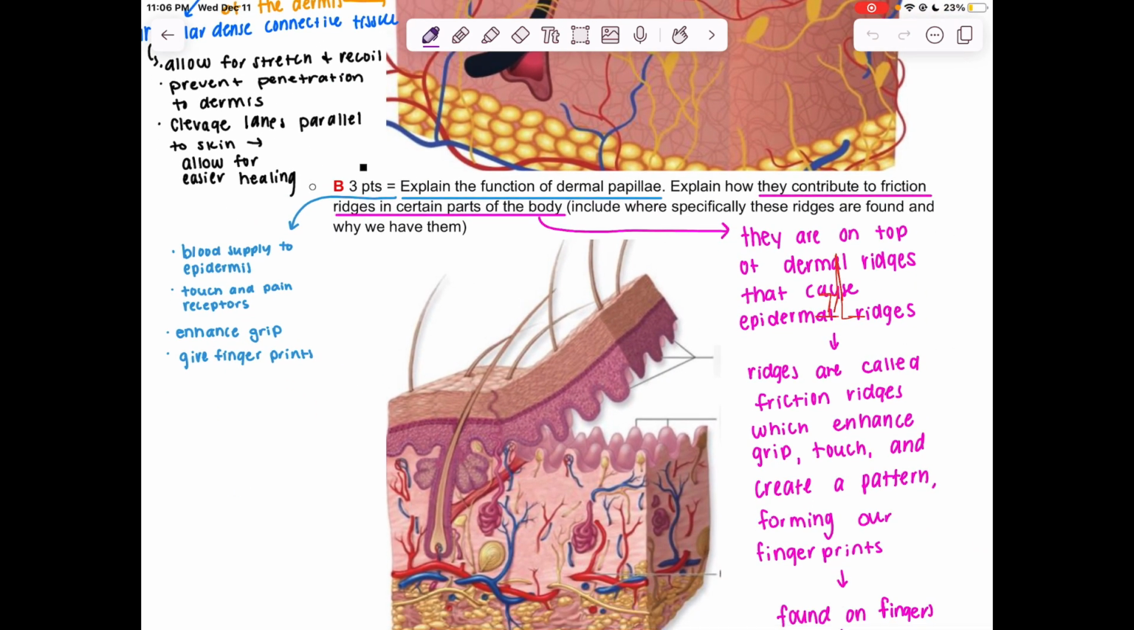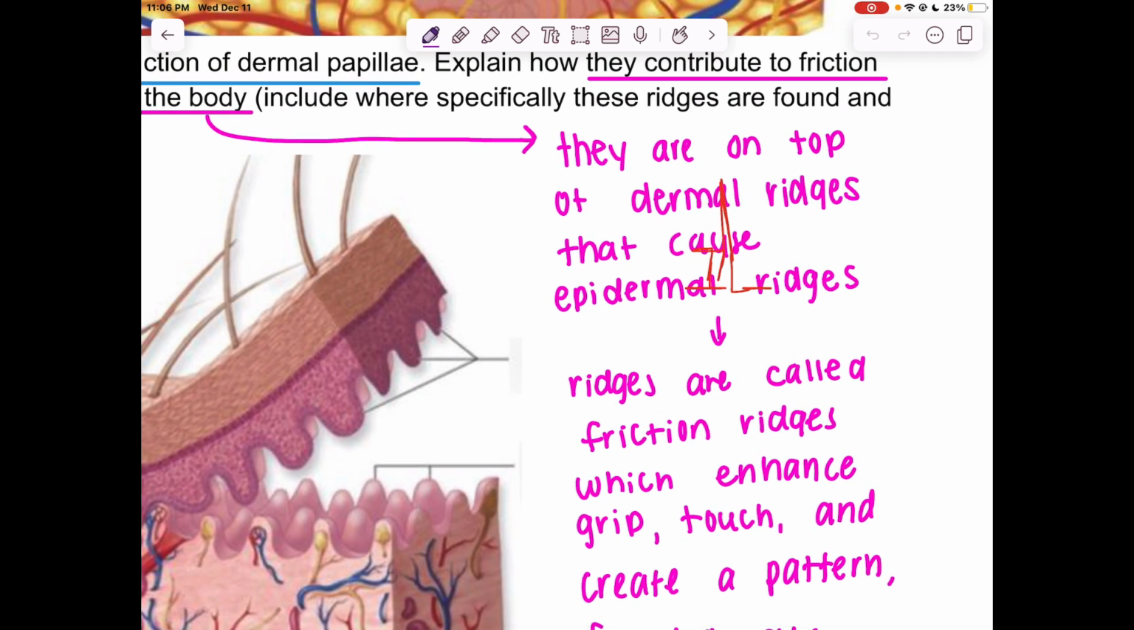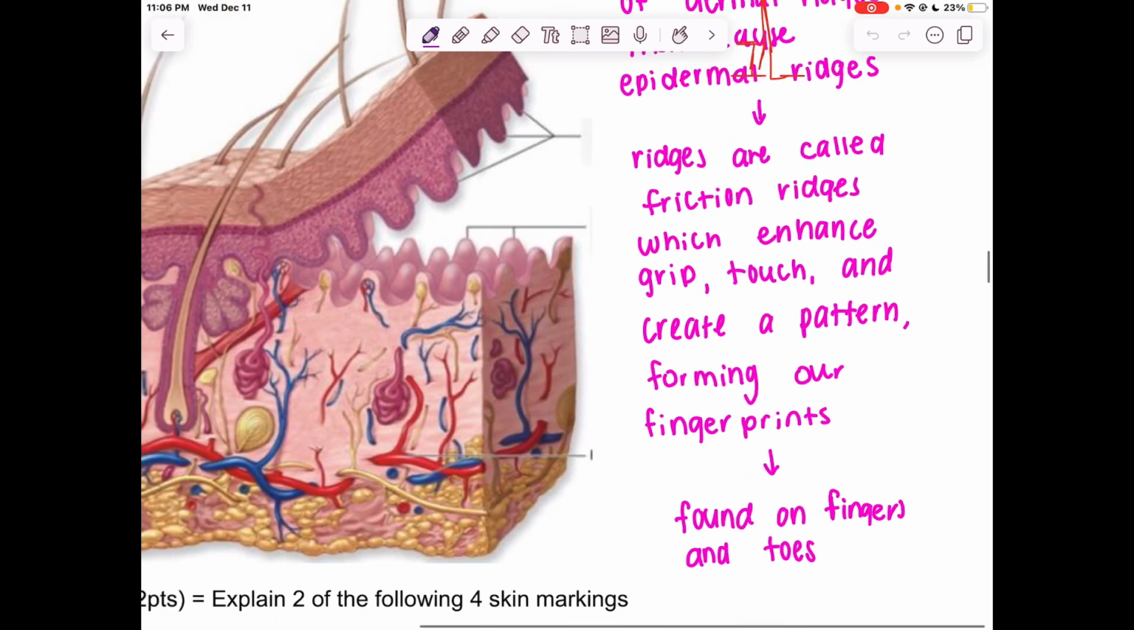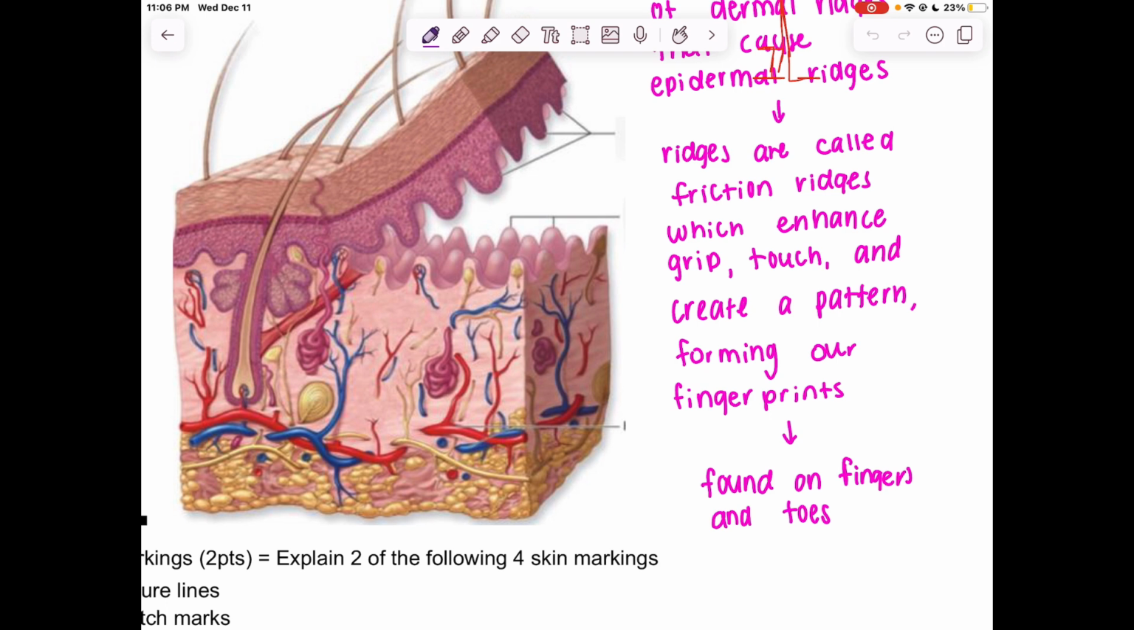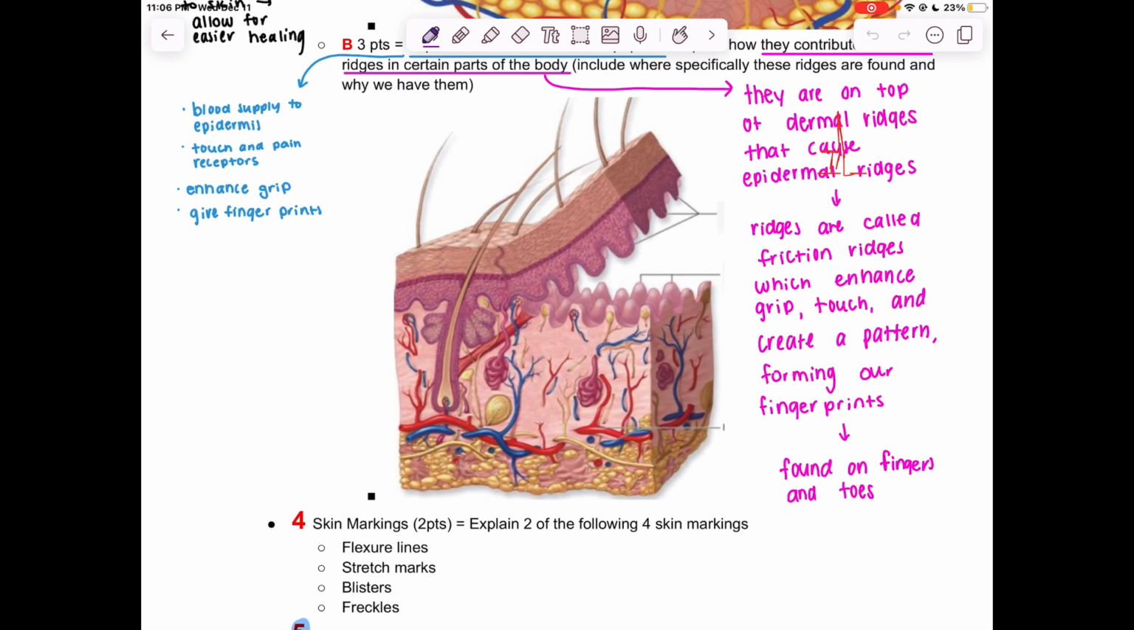They contribute to friction ridges because they are on top of dermal ridges that cause the epidermal ridges. The ridges are called friction ridges, which enhance grip, touch, and create a pattern forming our fingerprints. They are found on our fingers and toes.